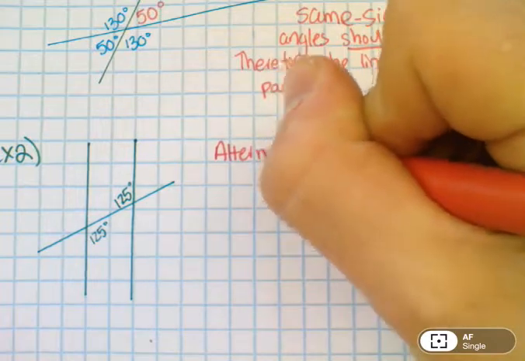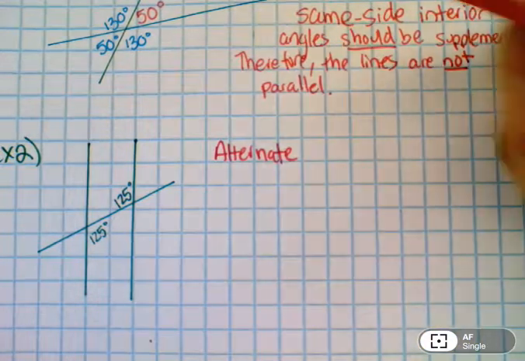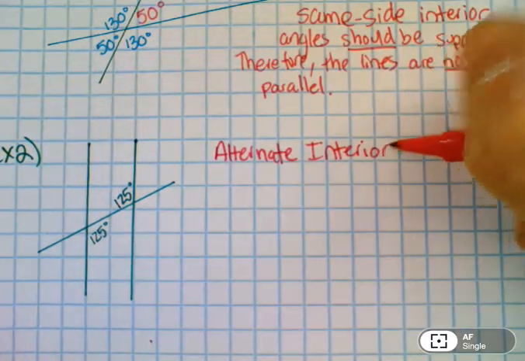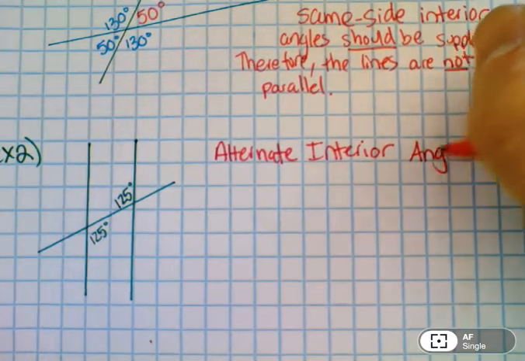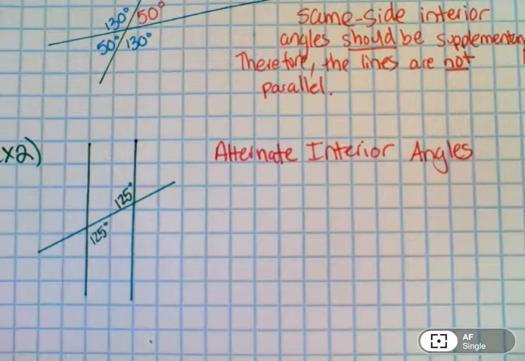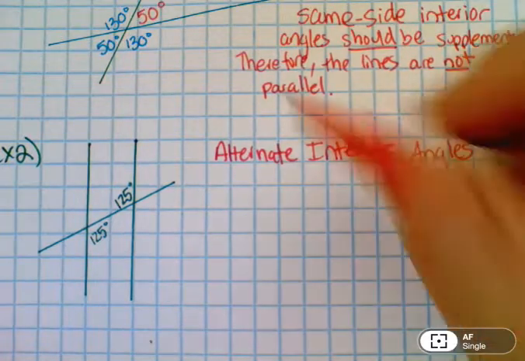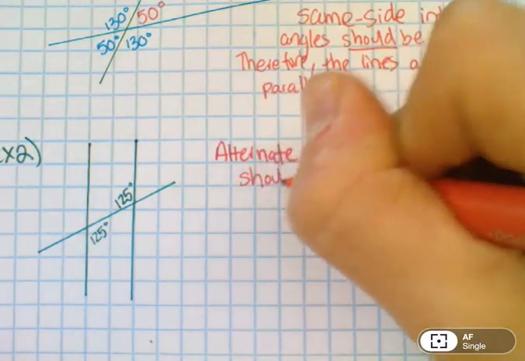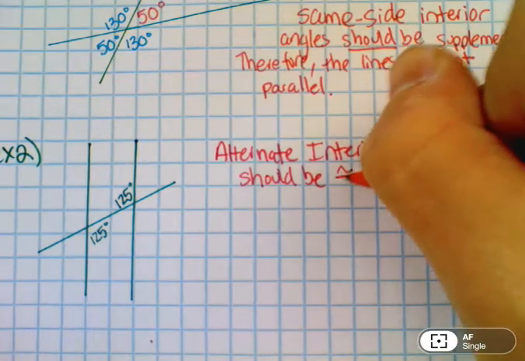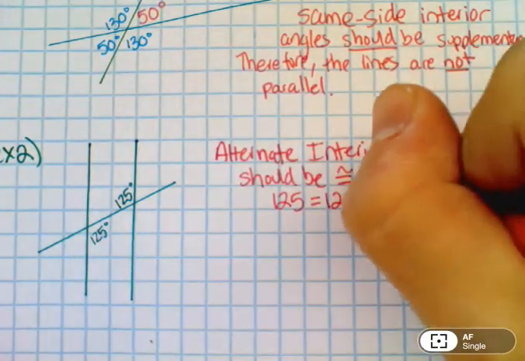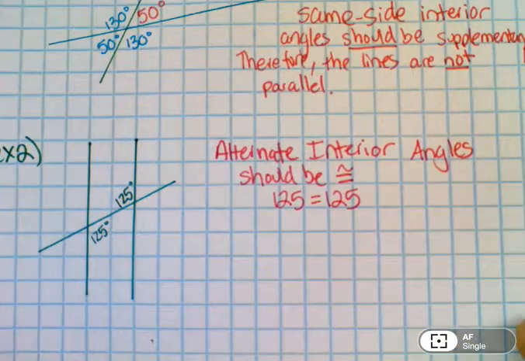These are alternate because they're on alternate sides of the transversal. Interior because they're on the interior of the lines. They're alternate interior angles. And if the lines are parallel, then those angles are congruent. So they should be congruent. And in this case, they are, because 125 equals 125. By the converse of the alternate interior angles theorem, that means these two lines are parallel.